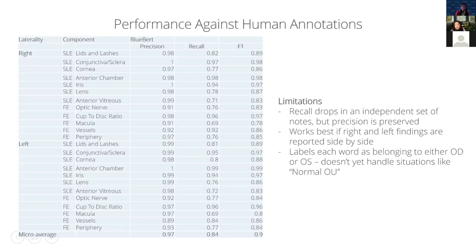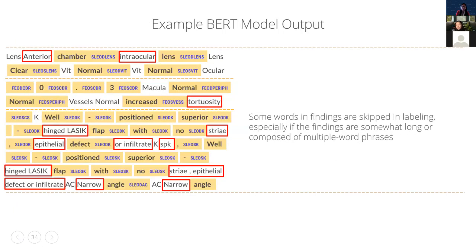And then there are certain situations that the model's just not built to handle yet, but I think it's a pretty good start. We can also visualize what the model is predicting and making mistakes on with a few example notes. I put in a few example snippets, and everything in yellow is what the model is predicting. It sometimes skips words, which I boxed in red. Here for the lens on the right, it's supposed to be anterior chamber intraocular lens, and it only picks up chamber and lens. But almost everything that it does pick up is correct. So that's the high precision, variable recall that you're seeing.